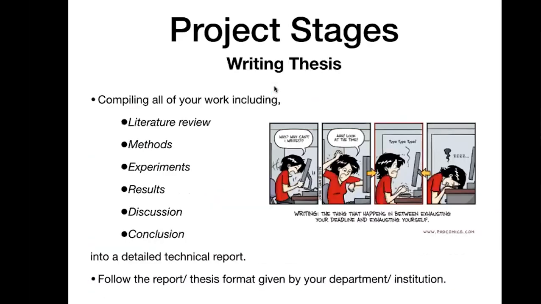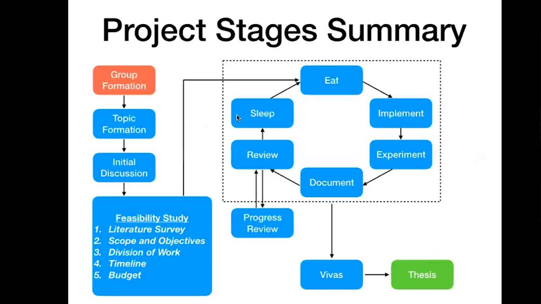And then this is, actually, this is the writing. So the last step is writing the thesis or writing your report. Basically this is where you compile all of the information from literature review, methods, experiments, results, discussion, and conclusion to result in a detailed technical report. So this is very important, and make sure that you follow the report or thesis format given by your department or institution. And then this is the flow chart that you can think of when you think about the project.